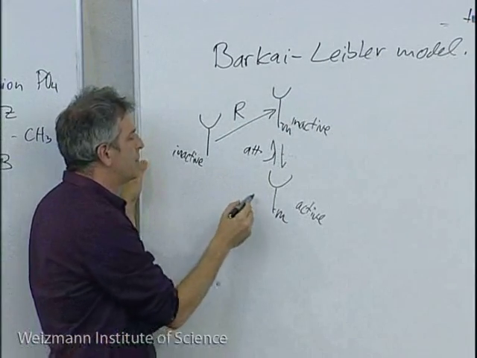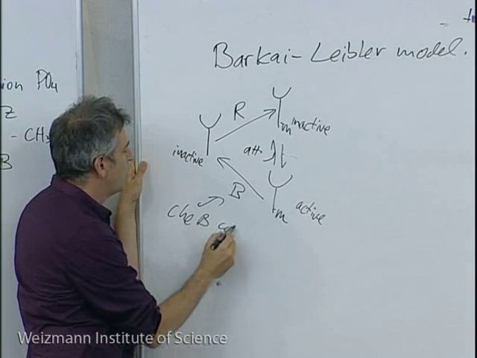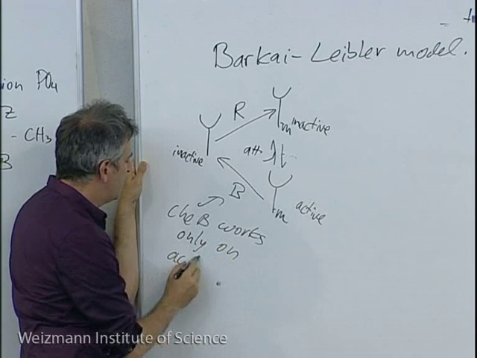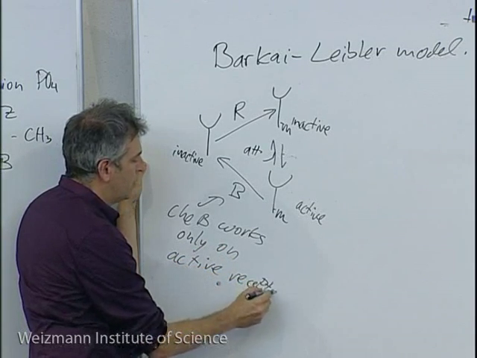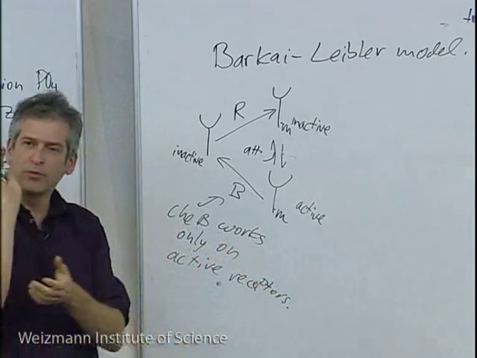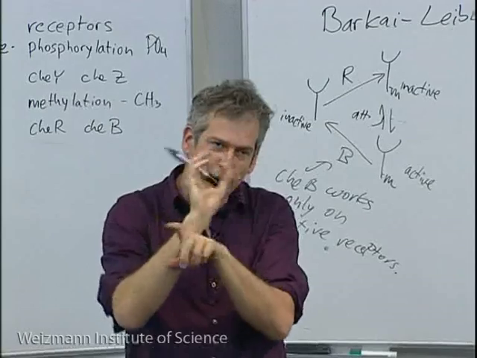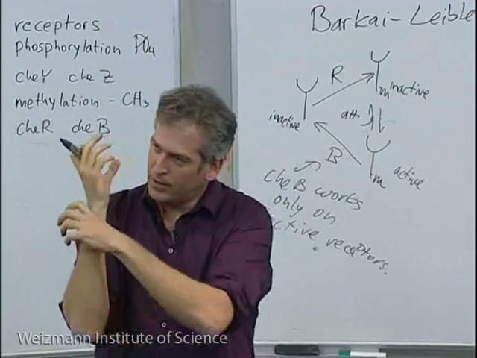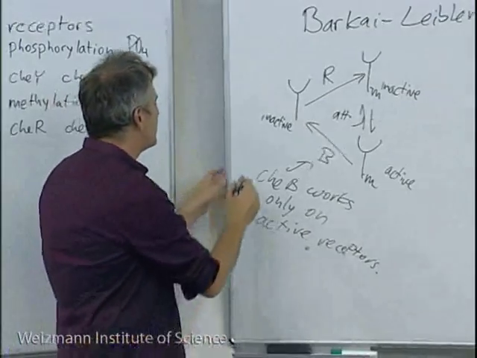Here's the important assumption. Key B works only on the active receptor. This is, again, very plausible. These two conformations are physically different things. And all you need is that this methyl group is only exposed for Key B to take it away in the active conformation. This is the key assumption.